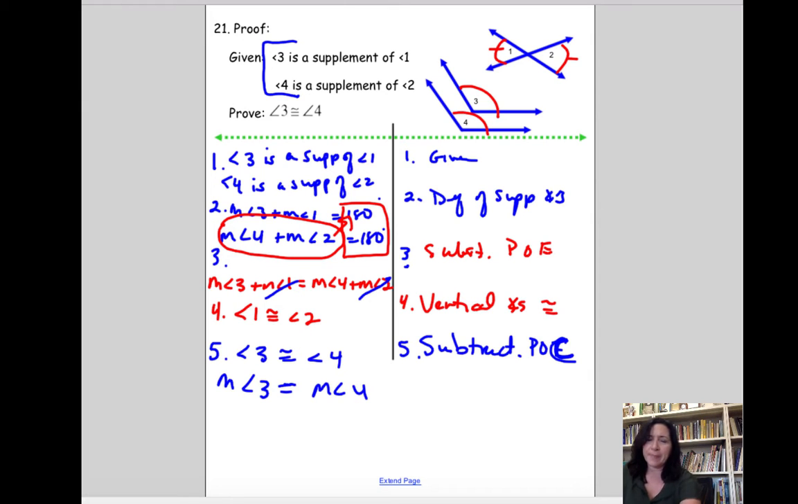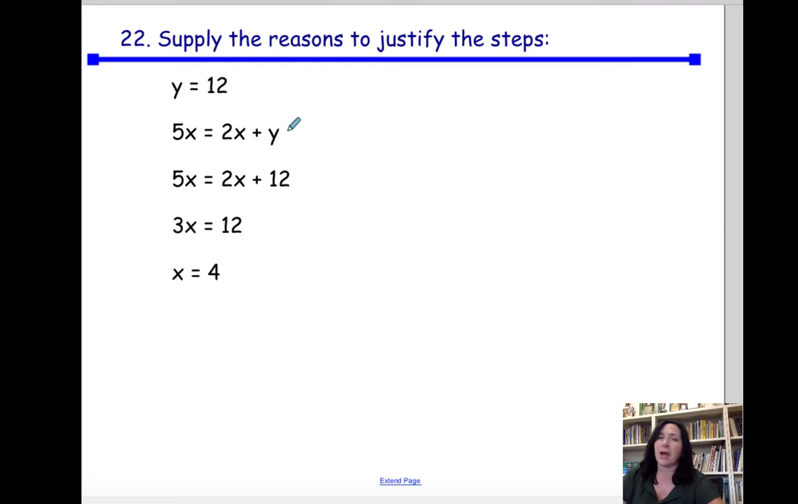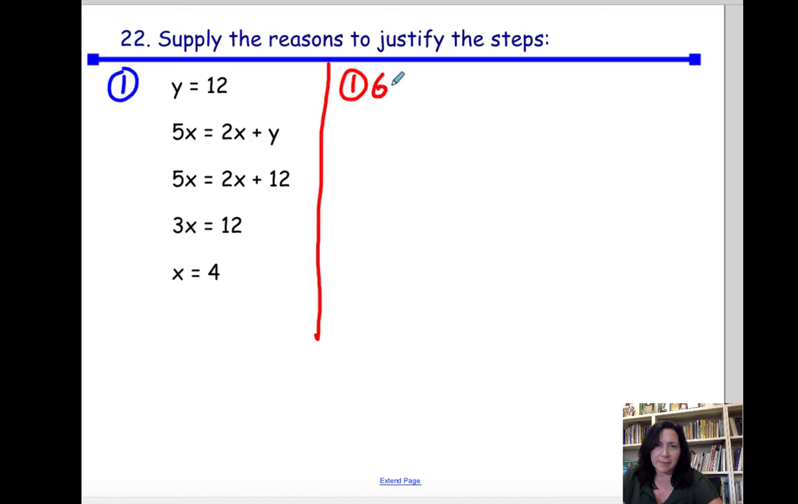The next question says, supply in the reasons to justify these steps. Looks like these are both given. So this is given, 1. I'm going to make a little line here. Just make a line, 1, given. These are both given. So this would be my second step, third step, fourth step. So these are both my givens here.